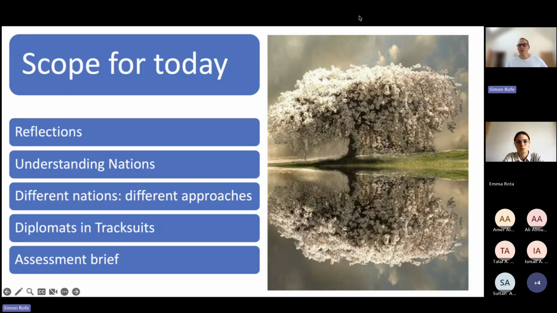So our scope for today, again, I'd like to offer up some opportunity for reflections on your behalf, see what you've been thinking about in recent days, and then thinking about understanding nations, what that looks like. Then we'll turn to different nations and different approaches and what that means, particularly in the world of sport. And we'll come on to this notion that I've spoken about elsewhere in terms of diplomats in tracksuits and what the world of sport does when we're talking about representation.